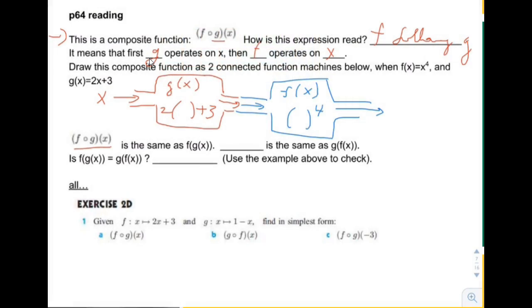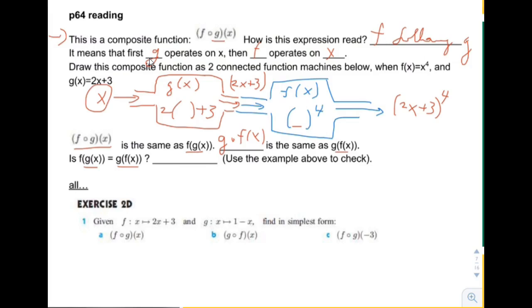F follows g of x is the same as f of g of x. And g follows f of x is the same as g of f of x. So is f of g of x equal to g of f of x? Use the example above to check. Okay, so first what we're going to do is figure out the output of this one. So first you put in x, and then here you're going to have 2x plus 3, right? And then you're going to take this and put it in the x to the fourth function, and you're going to get (2x plus 3) to the fourth, right?